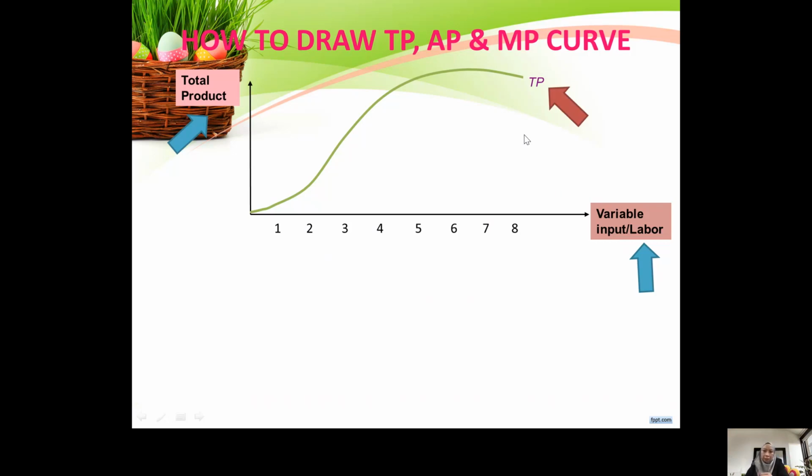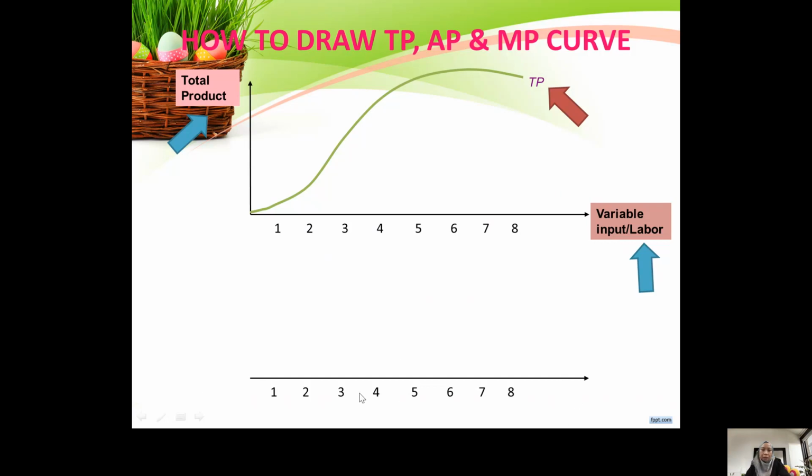Now, the second part, the lower part of your graph paper, you can draw the graph for the AP and MP curves. So definitely for the first step, you need to line up the x-axis and then label the x-axis.